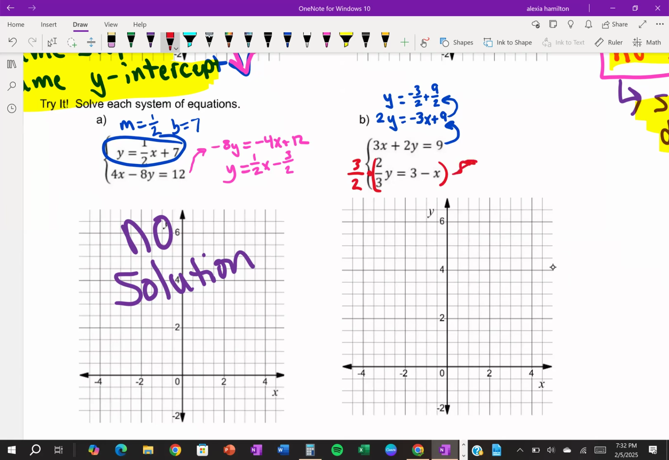I don't know why I drew that arrow like that. But y would be equal to 9/2 minus 3/2 x. Oops, I forgot my x there. So my slope for the top equation is -3/2. My y-intercept is +9/2. Slope -3/2. There, everything's the same. So that's many solutions.